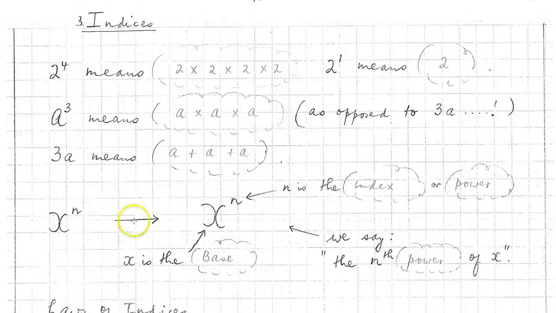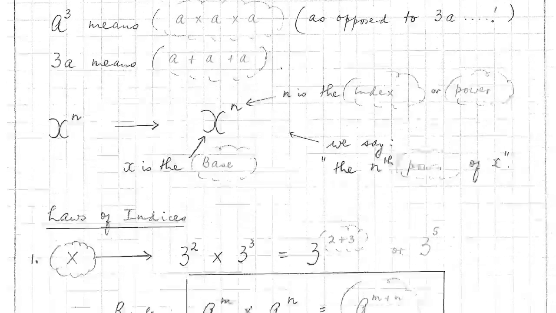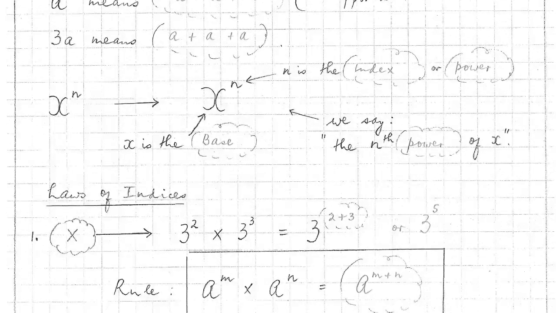All right, so in general, x to the power n. n is called the index or the power. x is called the base, and that x to the power n we say the nth power of x. All right, so have you got all those written in? If not, just check my solution for what you've got to put in. And let's go through the laws of indices.